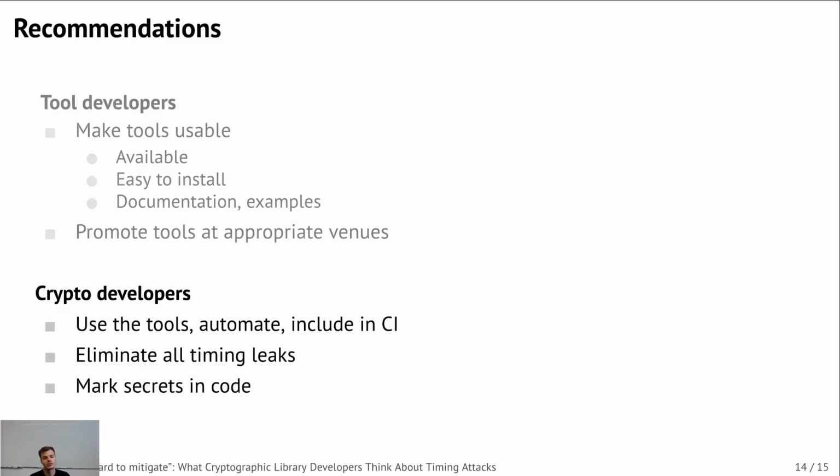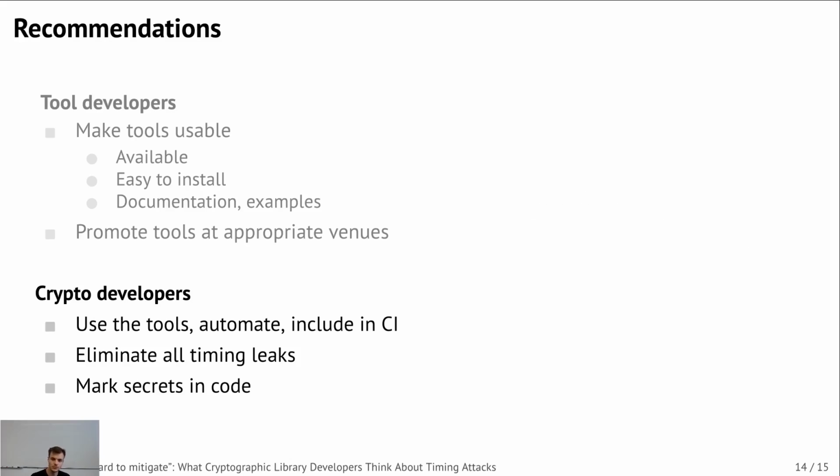The cryptographic library developers should use these tools ideally in an automated way, ideally included in CI, such that any changes in the code that introduce an issue are automatically detected and can be handled. Developers should also try to eliminate all timing leaks, no matter how small they might seem, as the attacks can get better, and a leak that might seem benign can get to be exploitable in just a few steps. And also developers should strive to mark secrets in code, because this is helpful for a lot of the tools that require this sort of annotation, but also for the users of the library to know what is secret and what is not.